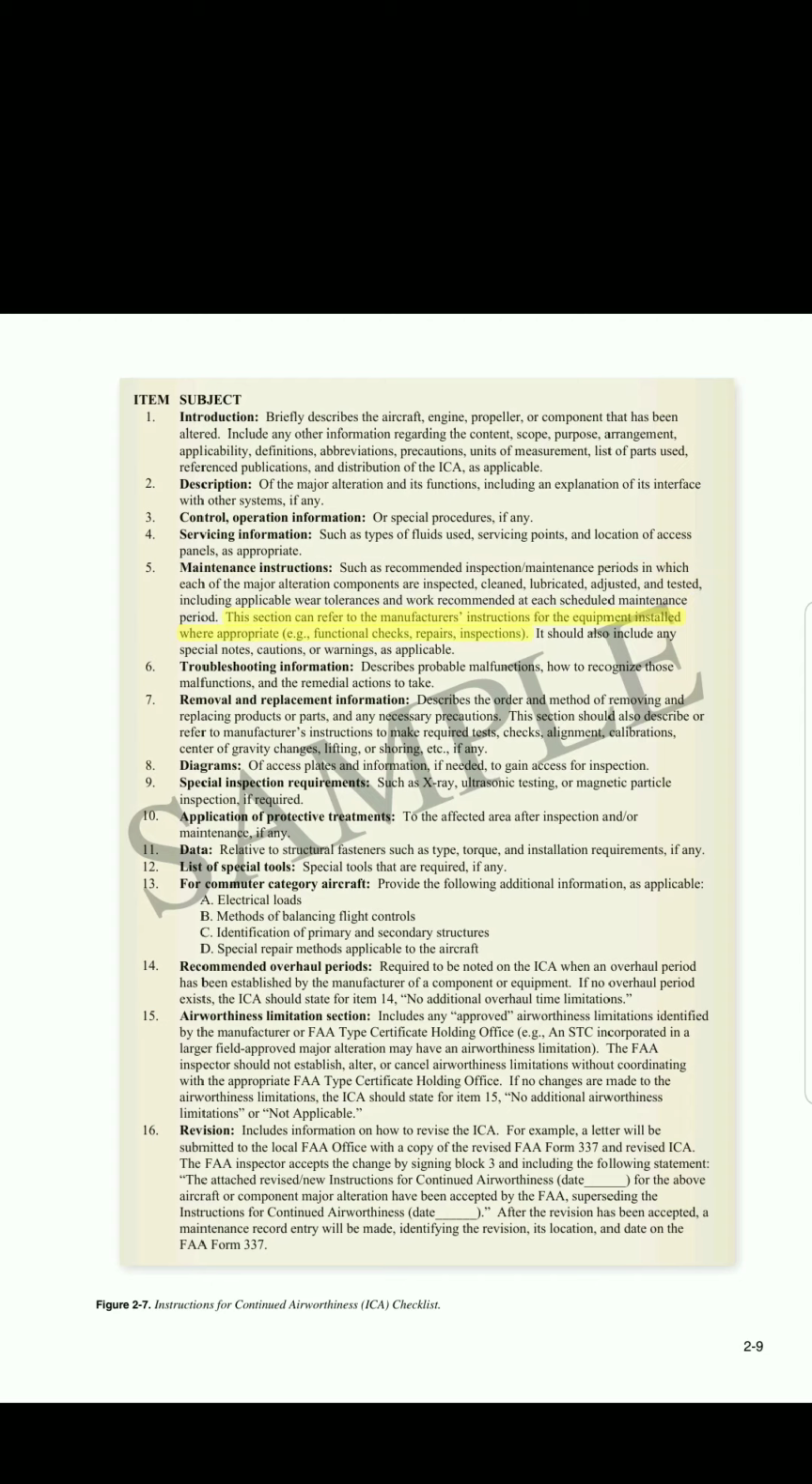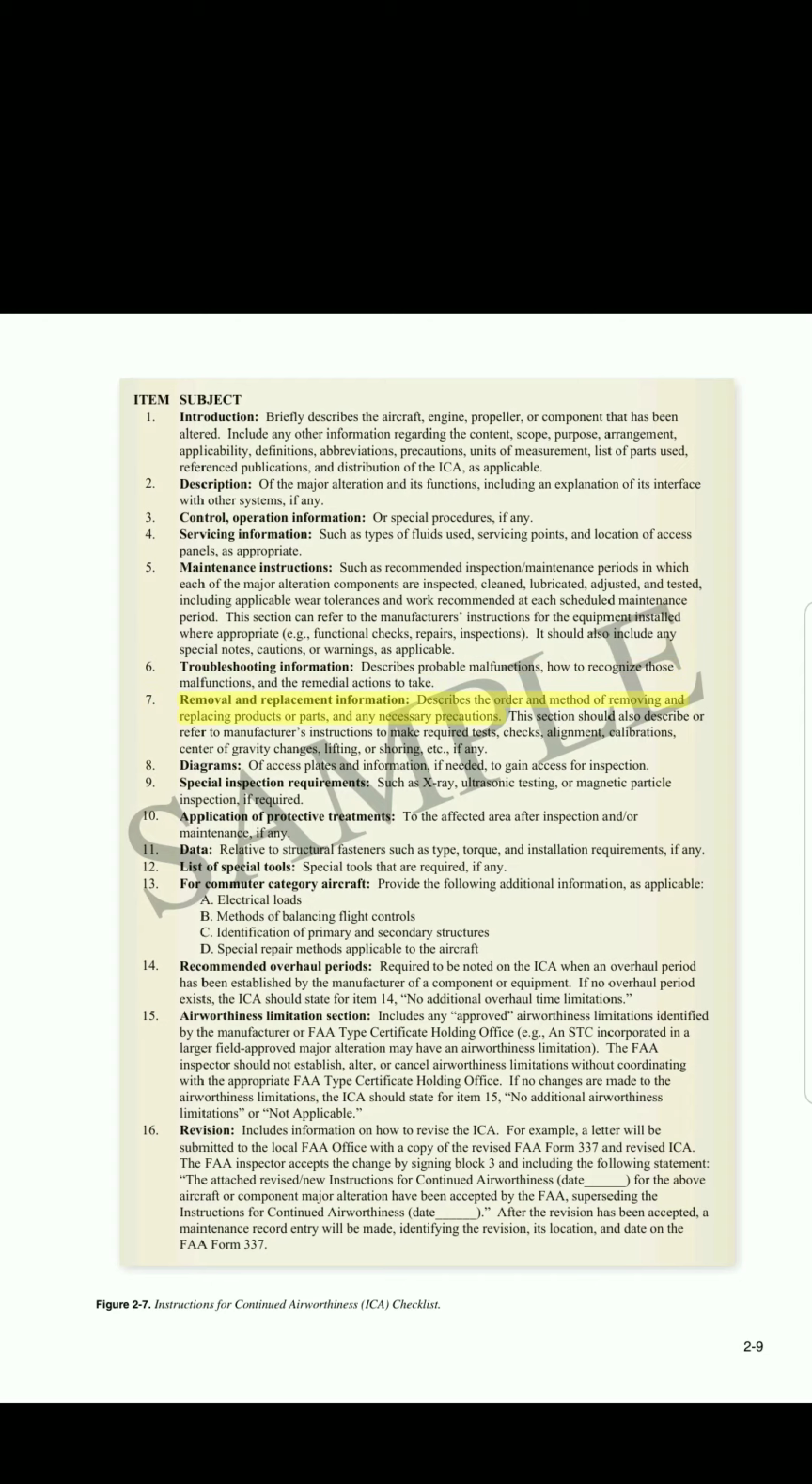This section can refer to the manufacturer's instructions for the equipment installed where appropriate, for example, functional checks, repairs, inspections. It should also include any special notes, cautions, or warnings, as applicable. 6. Troubleshooting information, describes probable malfunctions, how to recognize those malfunctions, and the remedial actions to take.